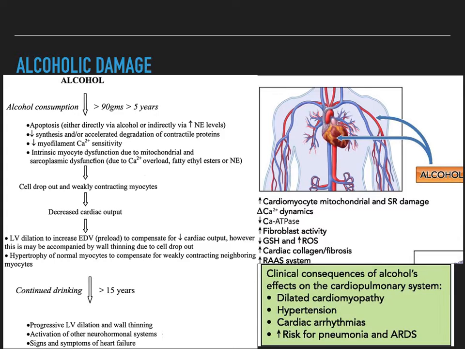This other picture that I incorporated to the right-hand side just shows what would increase and decrease and what would change with the consumption of alcohol. And it's what I explained already, so there's no reason for me to go ahead and describe those. But the green box shows the end product, the clinical consequences of alcohol effects on the cardiopulmonary system: dilated cardiomyopathy, we already talked about why, hypertension, cardiac arrhythmias, and the risk for pneumonia and ARDS.